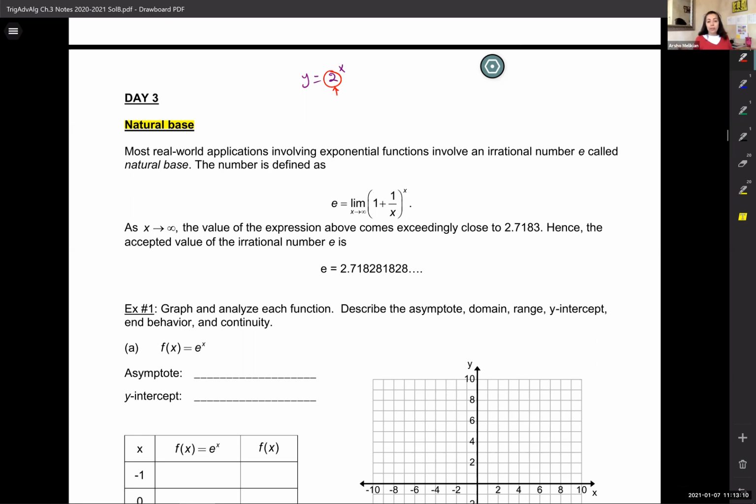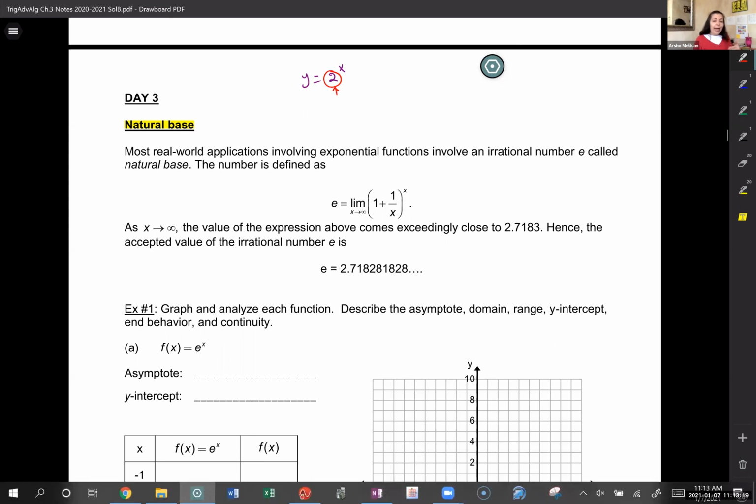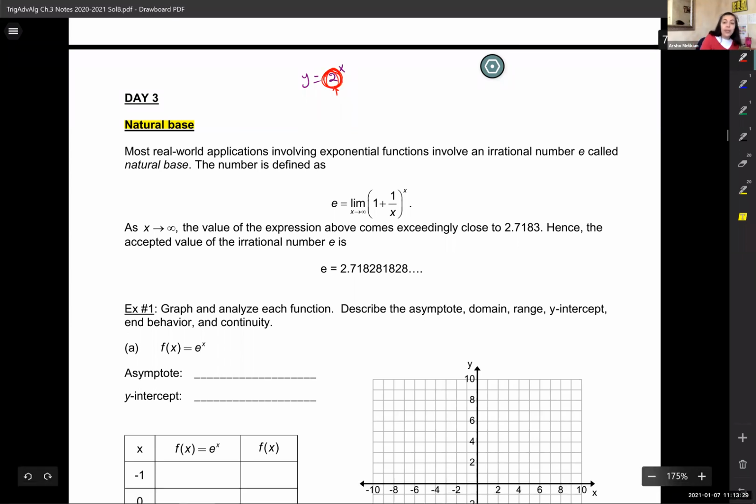I've been saying over and over again how exponential functions fit really well into many real life situations. Actually, most of the real life situations which can be modeled by exponential functions have not 2 or 3 as the base, but this natural base as their base. The natural base is an E. It's a symbol E. Now, a little bit of background about where it comes from.